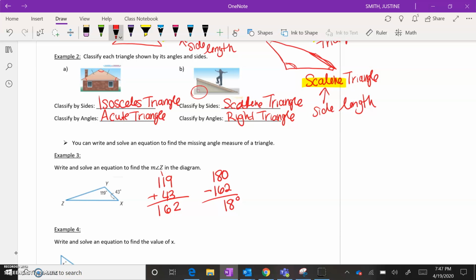So I'm going to write that correctly using correct notation here. So remember, this means the measurement of angle Z. Oopsie, I'm going to rewrite that so it doesn't look like a 2. Okay, is equal to 18 degrees.